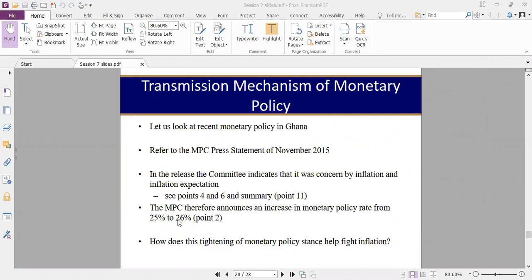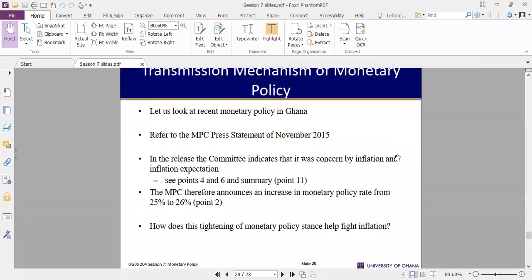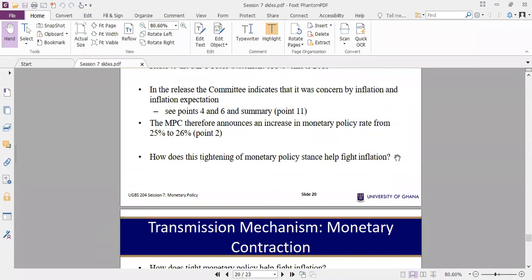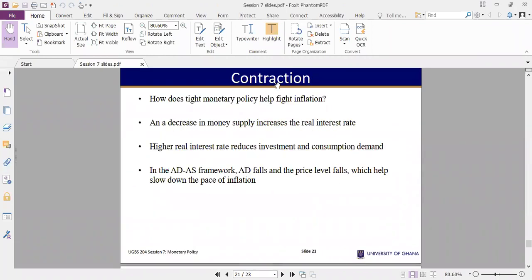Now, if this was decreased from 25 to 24, we should know that this is going to increase our... So let me first let you know that we are done with the lecture slides. Okay, so how does this tightening affect our money supply? So this is a contractionary or tightening. How does this tightening affect or fight inflation?